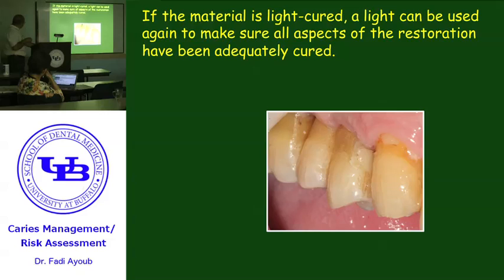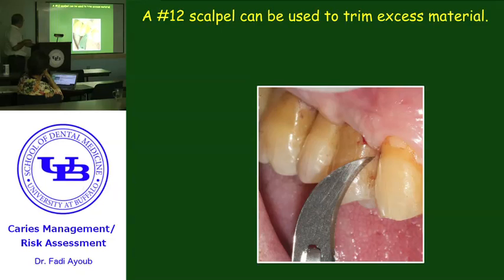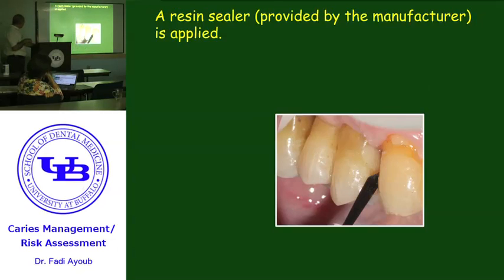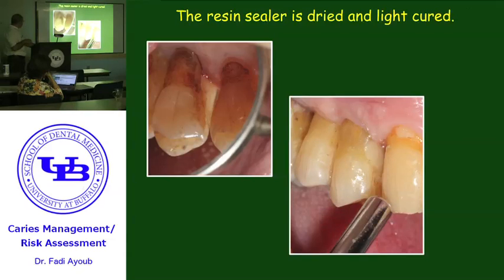It says if the material is light cured, light can be used again. After you remove it, you cure one more time, make sure that the restoration is absolutely cured properly and adequately. Now with a number 12 scalpel, you go in there and start removing all excessive material, and you flush it really nicely with the tooth, and after that you put the resin sealer over it, and here you go.